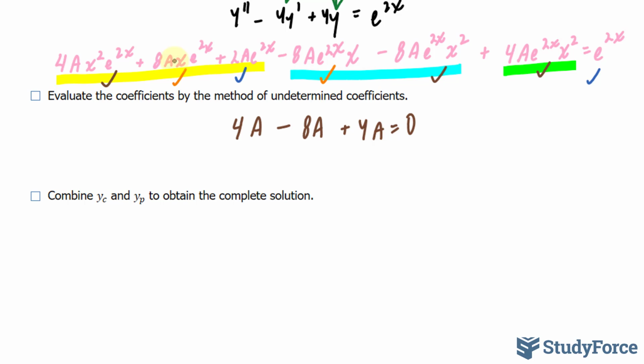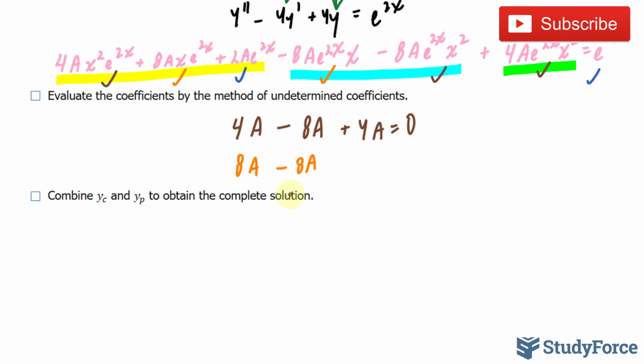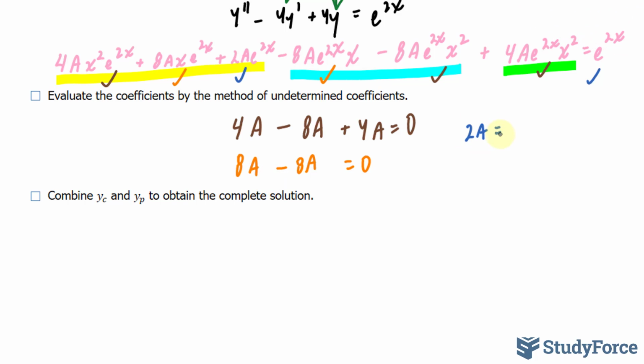Now the orange. We have 8a minus 8a, and that is equal to 0. The left side and the right side is equal to 0. No information there. Now on to the blues. We have 2a is equal to, and over here this becomes a 1 because of the coefficient 1. Therefore a is equal to half.